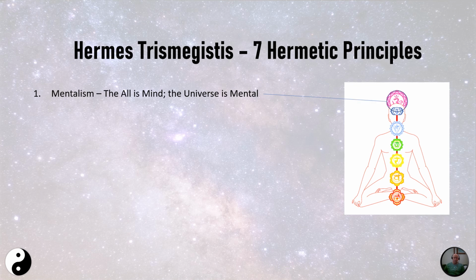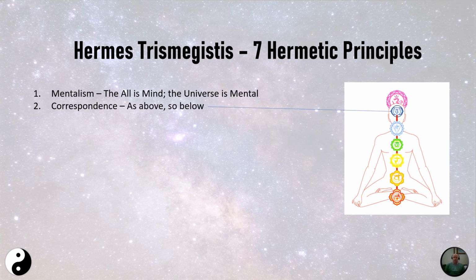Now, the seven Hermetic principles of Hermes Trismegistus. These relate to the seven principles and the seven chakras in the body. The first one is the all is mind, the universe is mental. So everything that you believe in, or everything that you do, starts with your mental thought first before it manifests into something physical. You have an idea to build something, to write something. Anything starts from the mind. So all is mental.